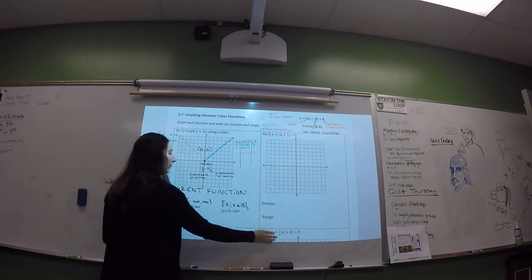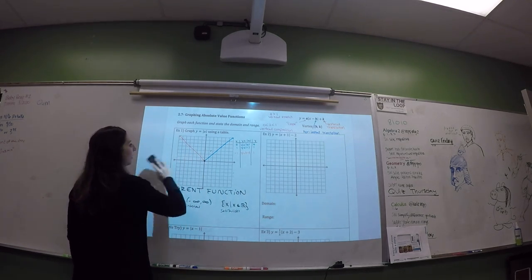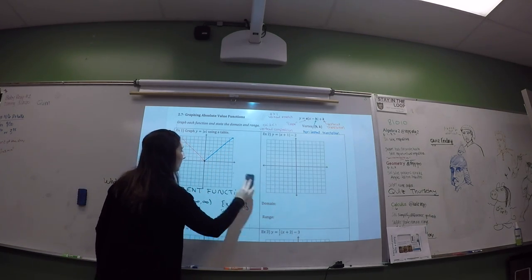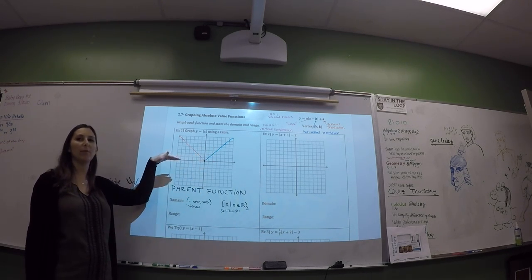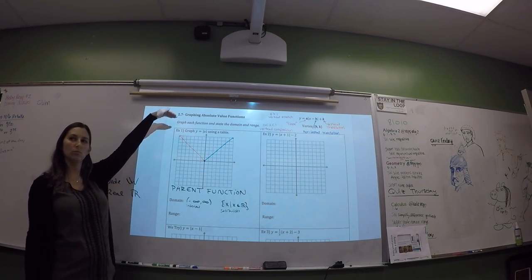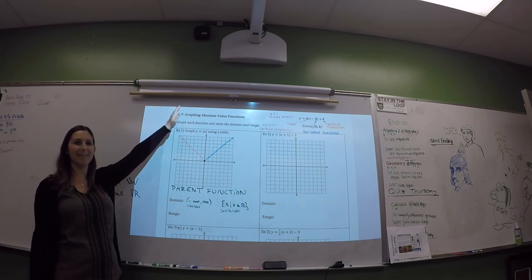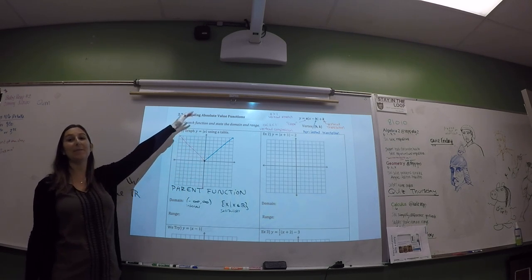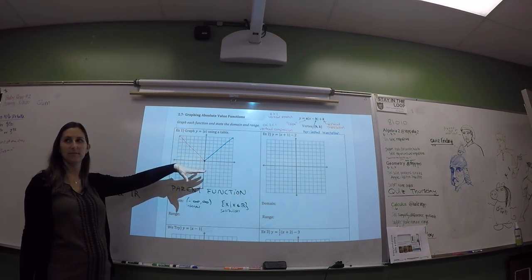I'm going to erase this a little bit. Looking at the graph, how far up is the graph going to go? Really far. Unlimited far, right? It keeps going. How far down does it go? Five.